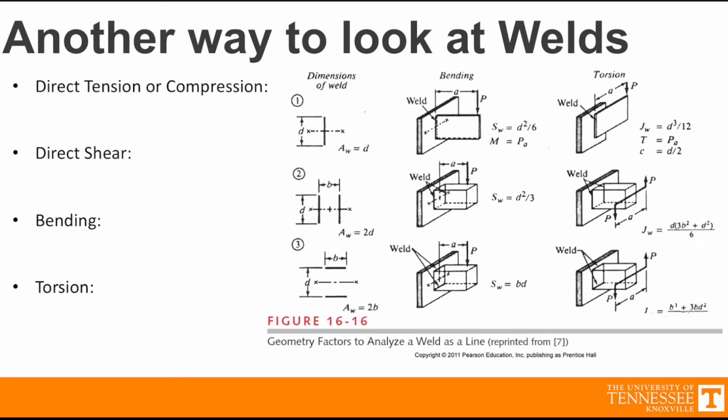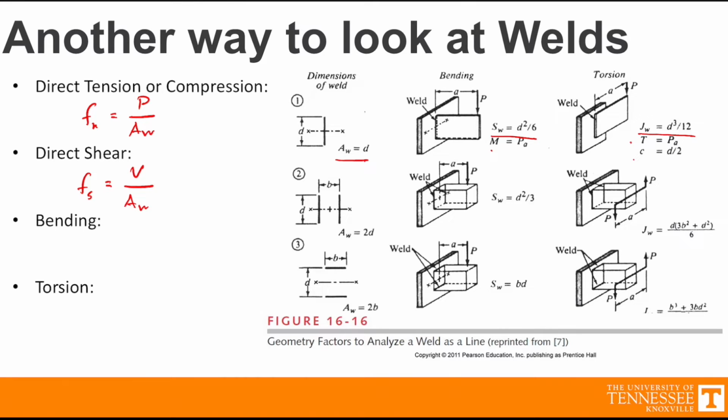So for direct tension or compression, the force per unit length is equal to the load over the area. Well, it's not exactly the area. You can see that for each of these different configurations, we have this AW, SW, and JW, as well as definitions for moment, torsion, and also a dimension for how to find the arm of torsion. So for direct shear, it's very similar. That force per unit length is equal to the shear load over AW.